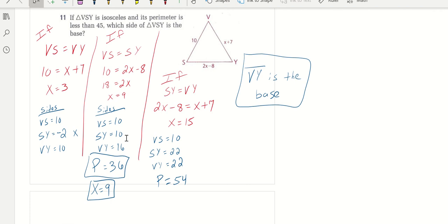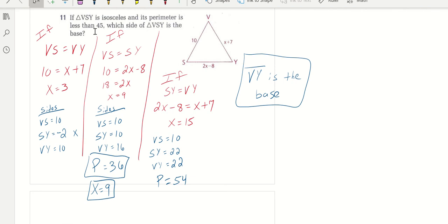So 10 and 10. And then you plug in for VY. That's going to be 9 plus 7, which is 16. VY is 16. 16 plus 10 is 26. 26 plus 10 is 36. The perimeter is 36 when x equals 9. That satisfies what we're looking for, that the perimeter is less than 45.